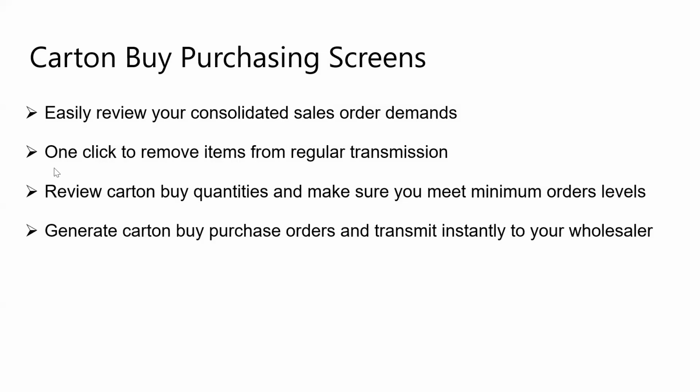The other thing is we'll show you how to remove an item from the regular transmission and put it into a carton-buy queue. Thirdly, let you review the buy quantities, potentially make adjustments, make sure you're meeting your minimum order levels, then generate the actual PO and transmit that to the wholesaler. Let's look at this by looking at a sales order first.